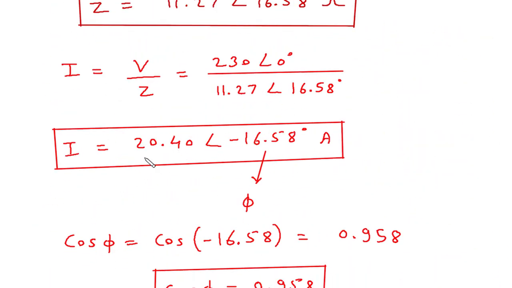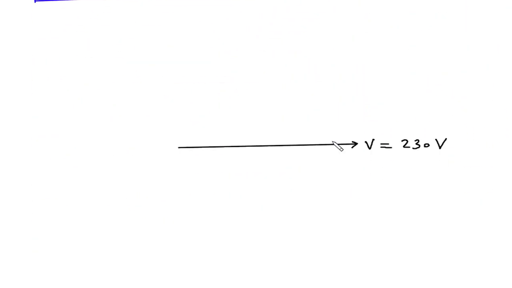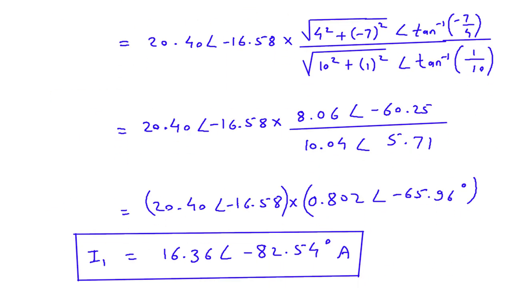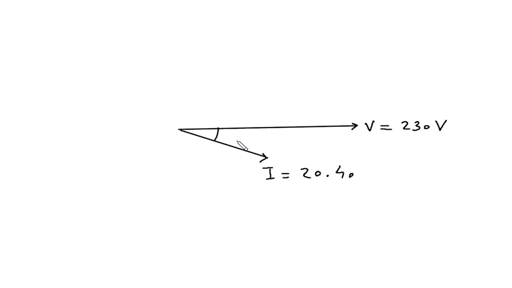The value of current is 20.40 at an angle of minus 16.58. So it will be downside. So here this will be the current. This current I is equal to 20.40 at an angle of minus 16.58. Minus 16.58 is the angle phi. Now here this will be positive because we already taken it in downside. So it is lagging. This current is lagging the voltage by 16.58.